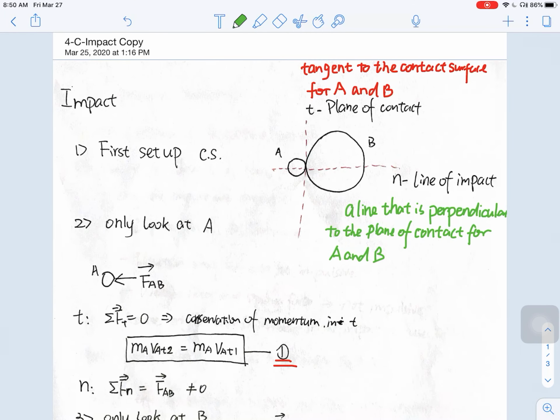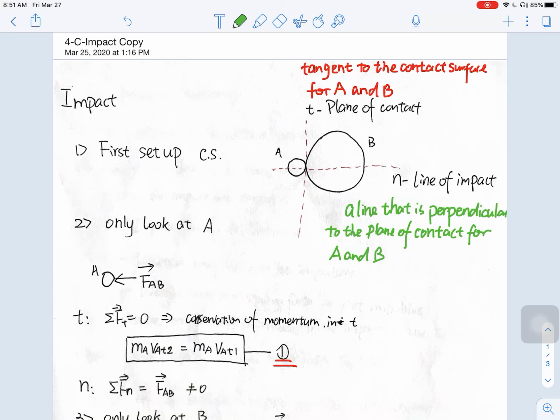Okay, so there's another topic in section 4C. It's about impact between particles. In this impact of particles, first we need to set up a new coordinate system. It's different from the i, j, x, y coordinate system we used to use.